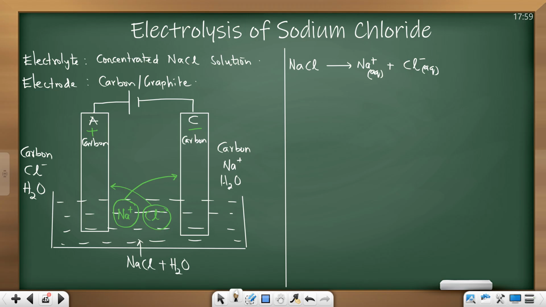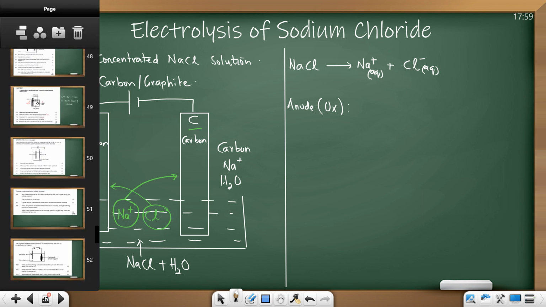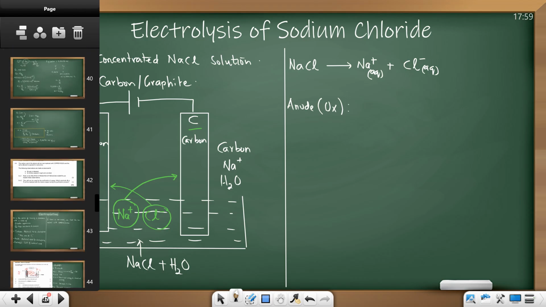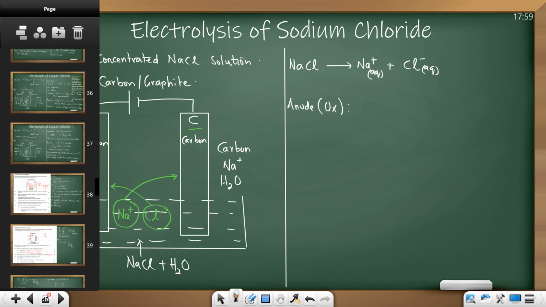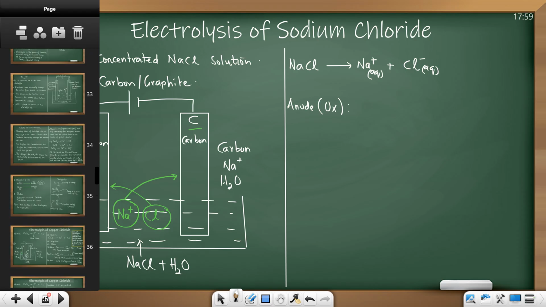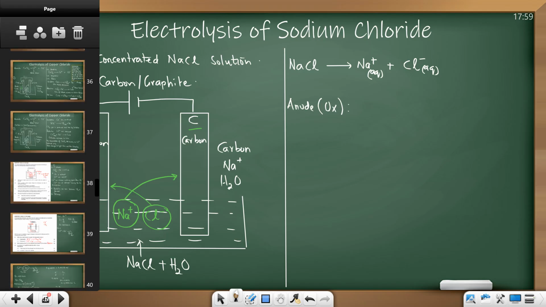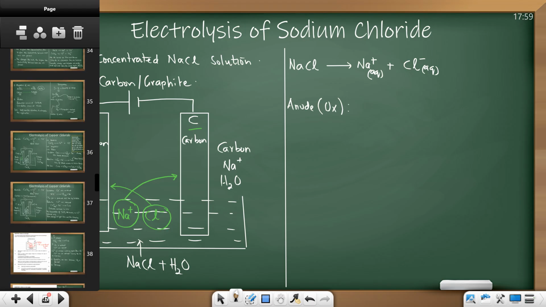Okay, let's see what's going to happen at the anode. What are we expecting to happen at the anode? Oxidation. Anox. Okay. Which one will be oxidized? We need a table. We have carbon, chloride, and water. Okay, let's go check a table. There's no need to look for carbon. You won't find it there. It's inert. Oh, why is my table so far?